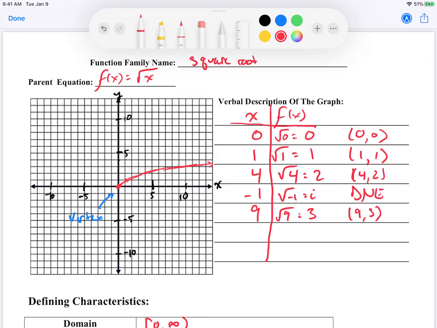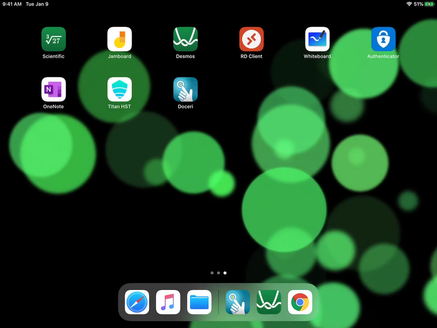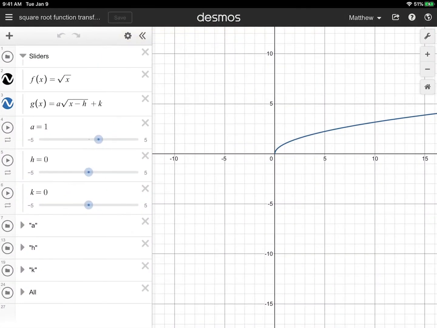Okay, now we're going to look at what happens if we add some elements to it. So just like normal, we're going to talk about the transformations. Now instead of explaining the transformations like we normally do, I'm going to show you the Desmos that we have and kind of talk about it.